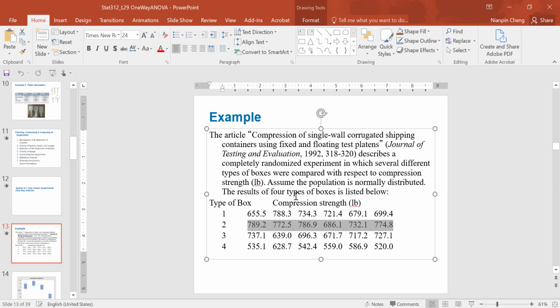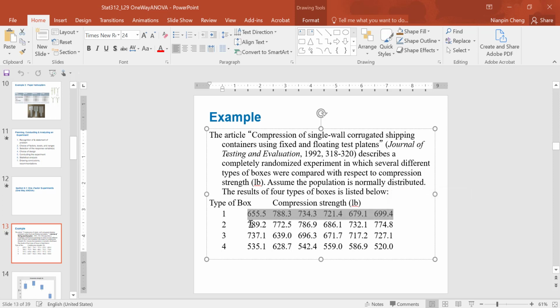In this experiment, there is one factor, the type of box. This factor has 4 levels: type 1, type 2, type 3, type 4. And our response variable is the compression strength. We would like to know, is there any difference among the 4 types of boxes on the average compression strength?